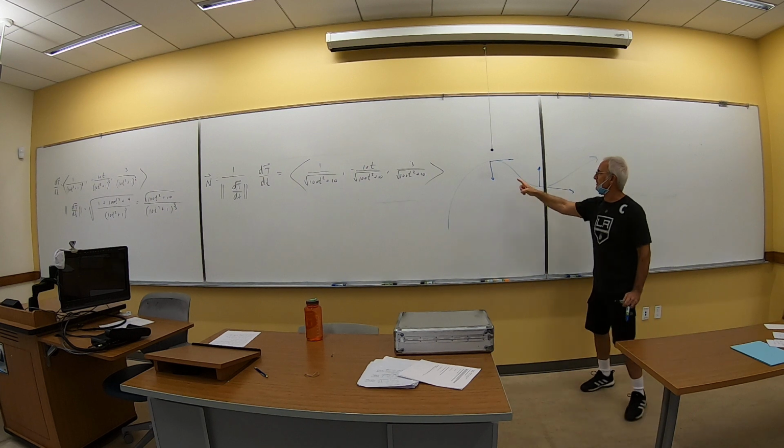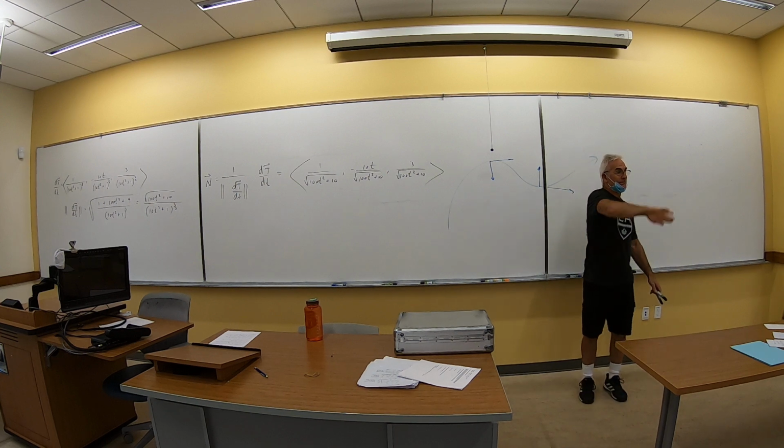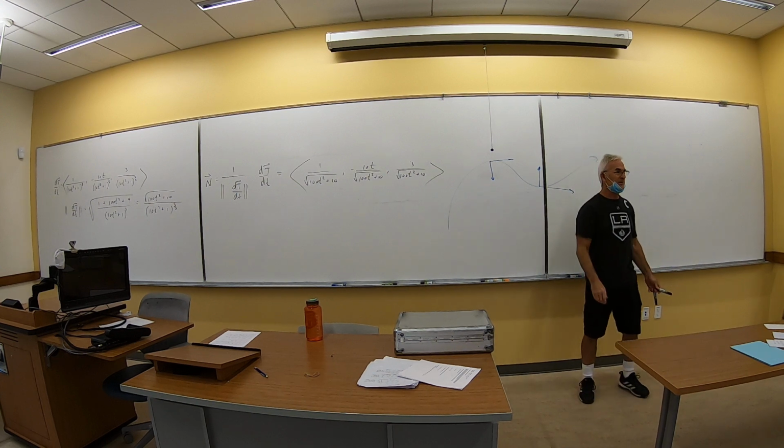So most motion is a linear combination. It's how much is in this direction, this is a unit vector, how much is in this direction. The more in this direction, the straighter your motion. The more in this direction, the more curved your motion. Does that make some sense?